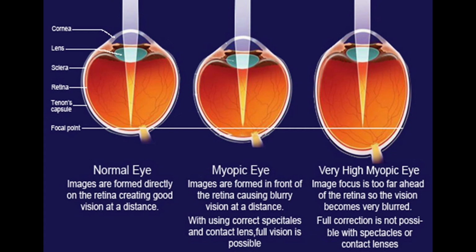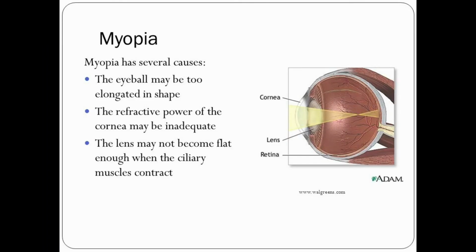With correct spectacles and contact lenses, full vision is possible. Third one, very high myopic eye. The image is focused too far ahead of the retina, so the vision becomes very blurred. Full correction is not possible with spectacles or contact lenses here. And in the last case, the eyeball is elongated.